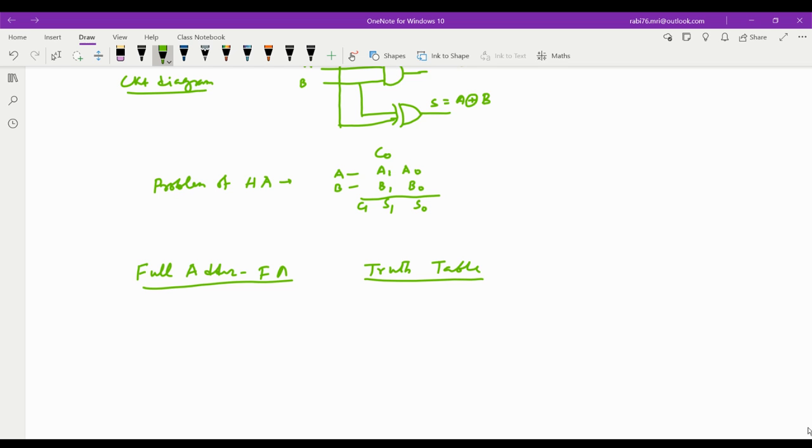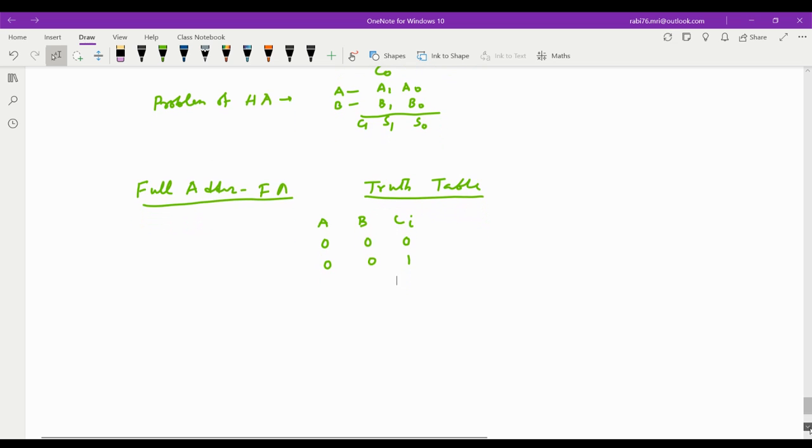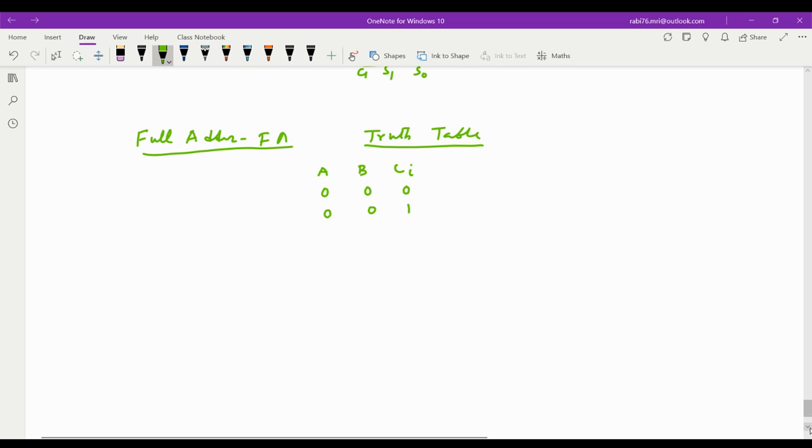You know how many columns will be there. Now there are 3 variables, A, B, C. I am calling it C-in, because it is basically a carrying bit, right? So say the combination is 0, 0, 0, 0, 0, 1, right? And the output will be, one will be sum S, another will be carry C.